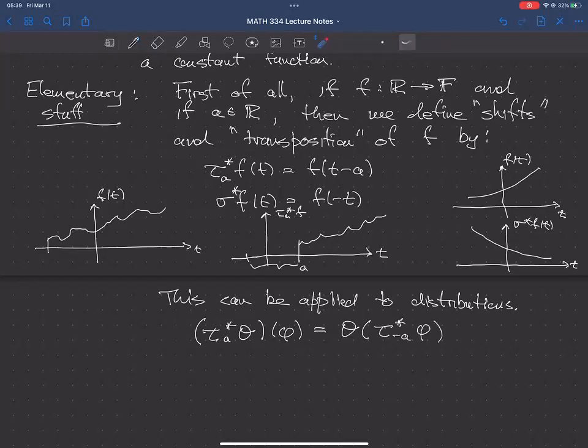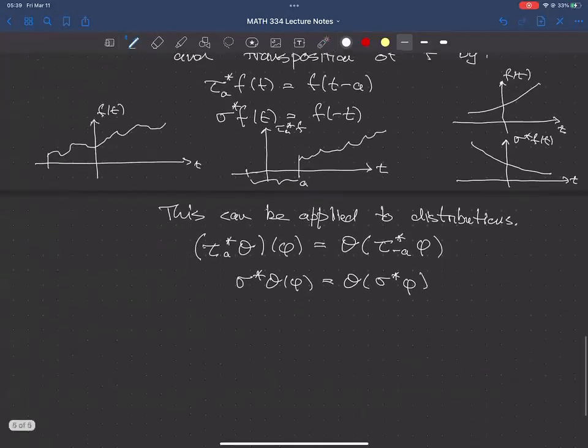The reason you want the minus here is because when theta is theta f for some locally integrable f, you want the shift here to agree with the shift on functions or signals the way I defined it above. In order to make that work out, you need to put a minus a there. And then sigma star theta of phi is equal to theta of sigma star phi. So you don't have to mess around so much with transposition.